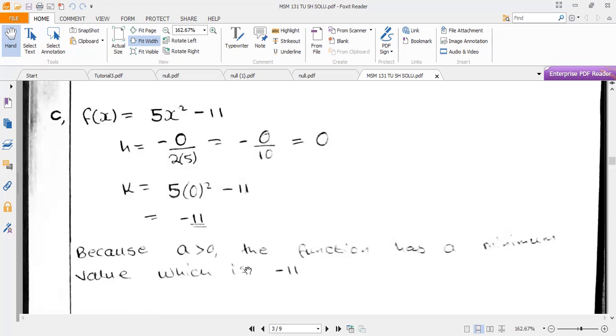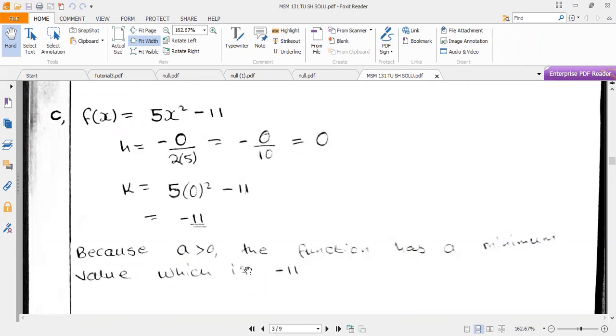So f of x is equal to 5x squared minus 11. So in this case, our b part is 0 because we don't have the x part. So since we don't have the x alone, it's a 0. So it will be negative of 0, which does not exist, over 10. So 0 over 10 is just simply 0. So your h is 0.